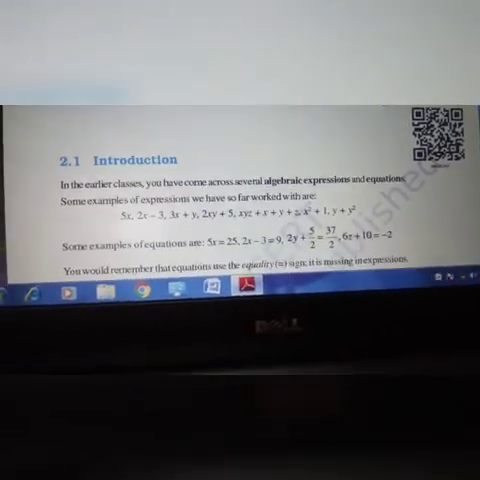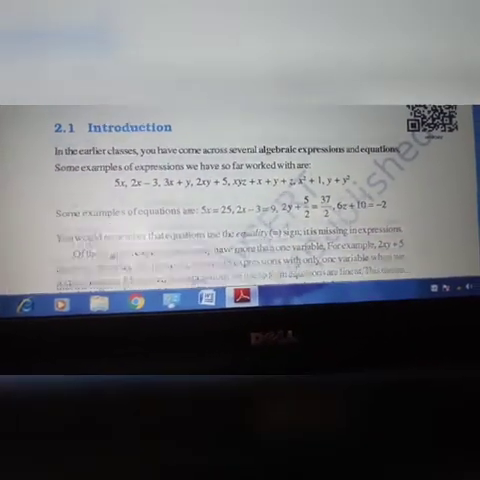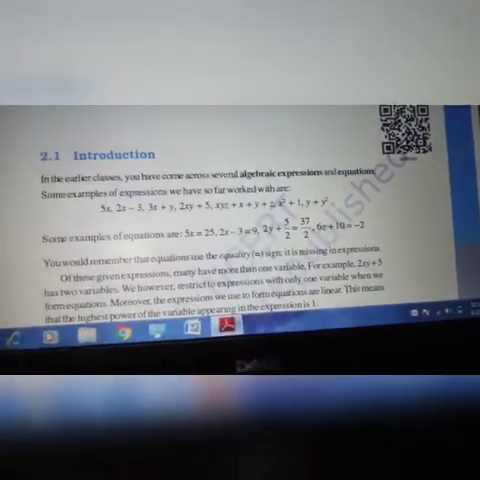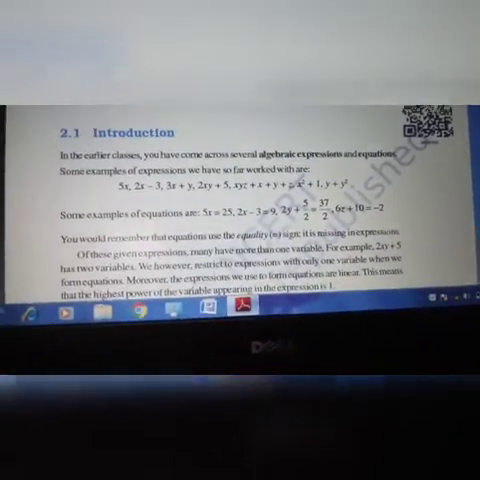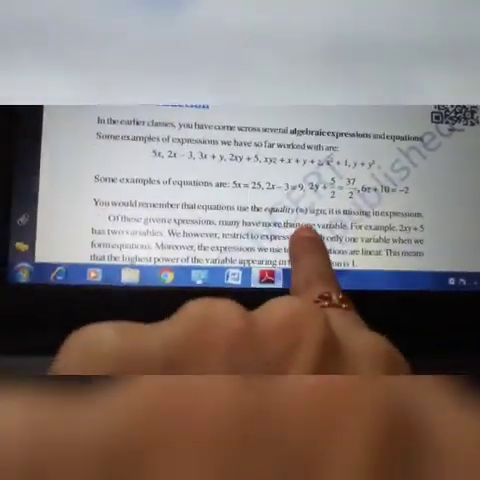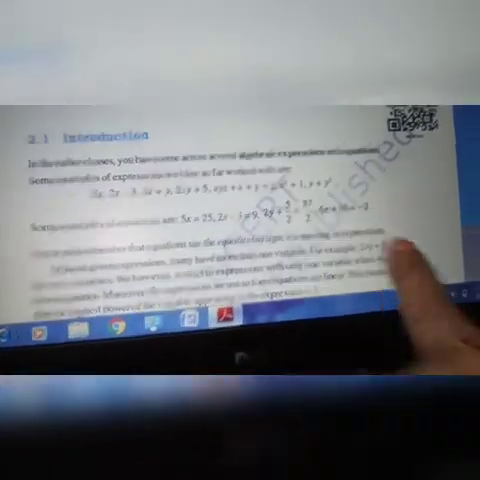Okay. So what you are doing is you can learn all those things. Once you learn all those things, you will get the difference between algebraic expressions and equations. See, equal to sign is a must in the equations, but it is missing in the expression. Okay, that you can learn.